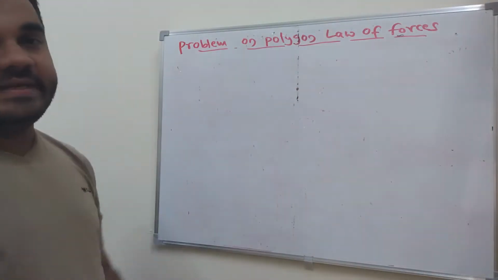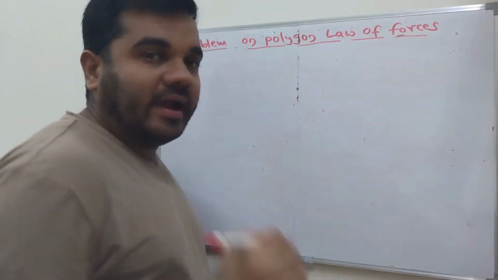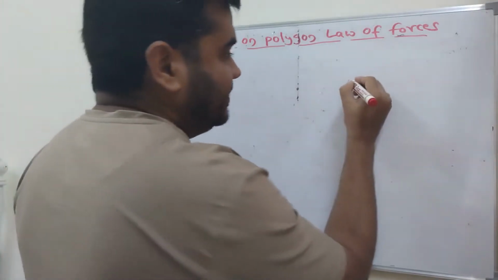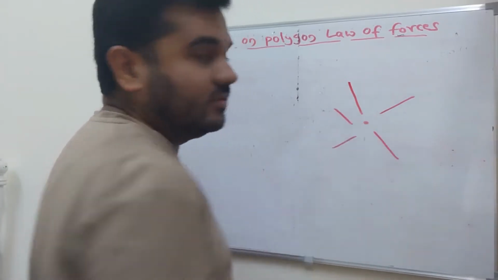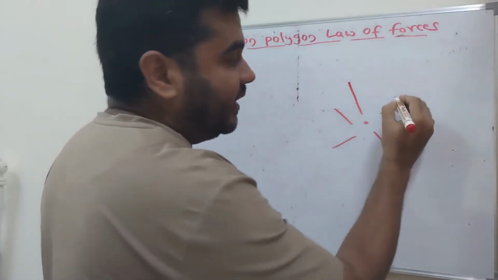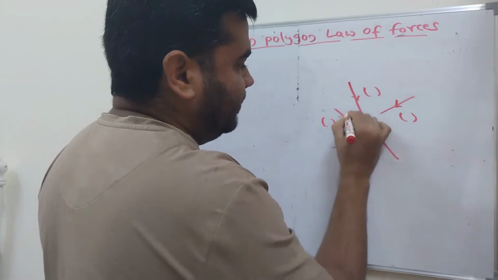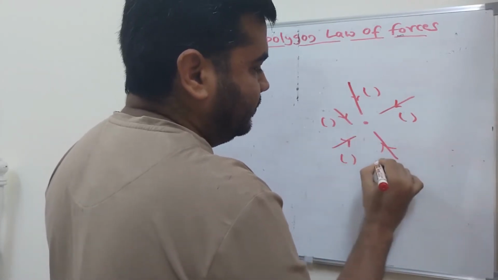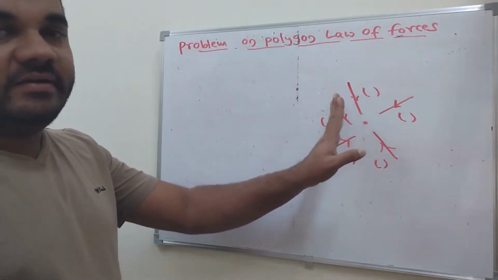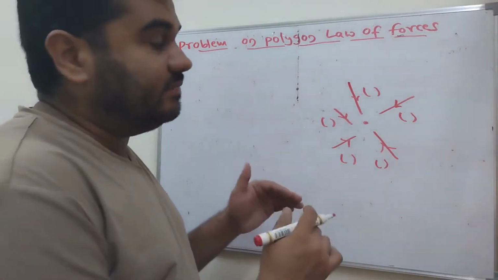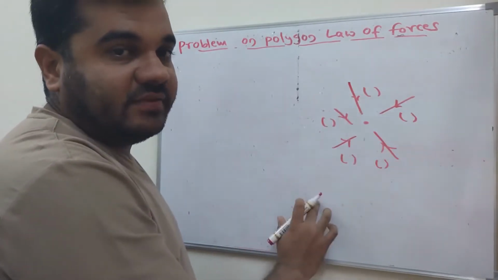The law states that if a number of forces act simultaneously at a point, so many forces acting simultaneously at a point, and they can be represented in terms of magnitude and direction, they have certain magnitude and direction. These forces can be represented by the sides of the polygon in order. It means you need to represent all these forces by the sides of a polygon in order.